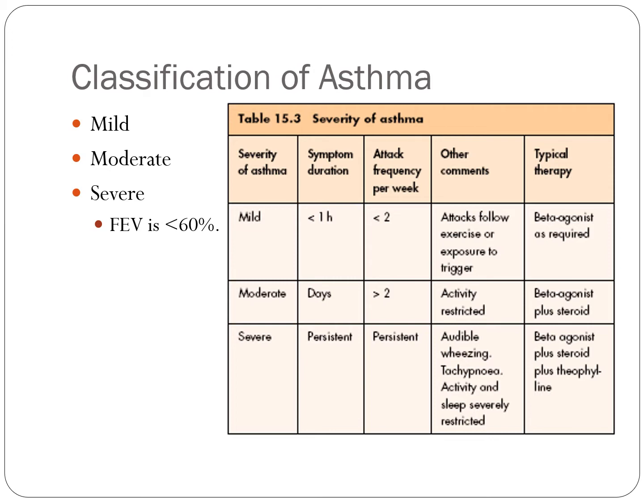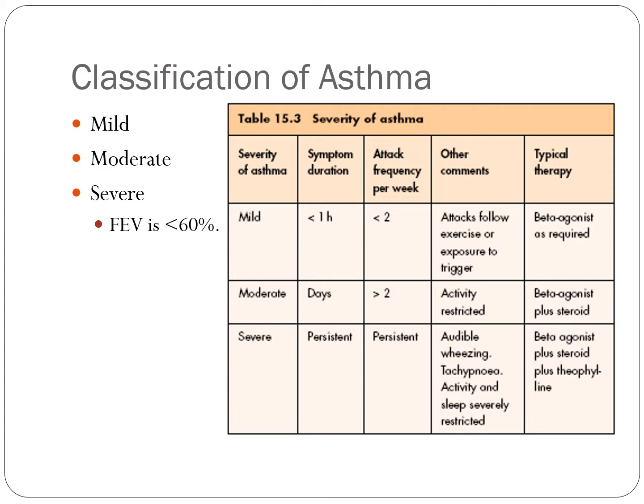Next is the classification of asthma. It is mild, moderate, and severe. In mild asthma, the duration is less than 1 hour, and the attacks occur less than 2 times per week. The attacks follow exercise or exposure to trigger factors like chemicals, aerosols, or other agents. For mild cases, the main treatment is beta agonists. For moderate cases, the attack lasts for days, occurs more than 2 times per day or week, and activity is restricted.